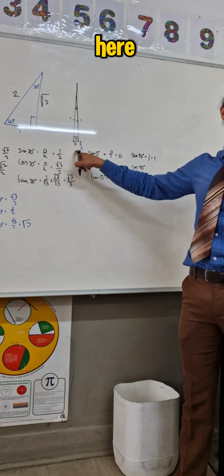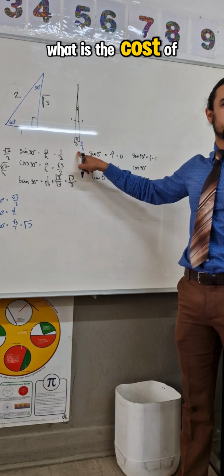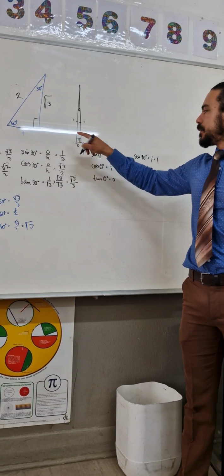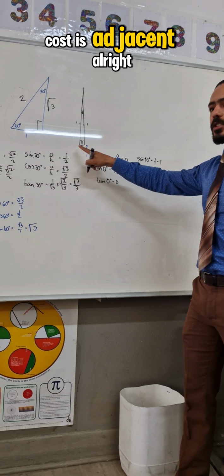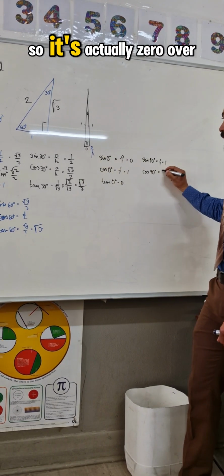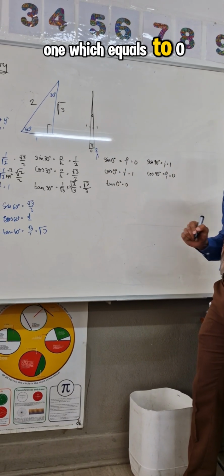And then we can get cos of 90. Luke is standing here, looking from that perspective. What is the cos of 90 going to be? 0. So what is cos again? Cos is adjacent over hypotenuse. It's actually 0 over 1, which equals 0.